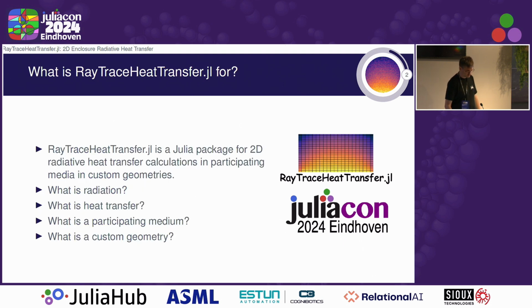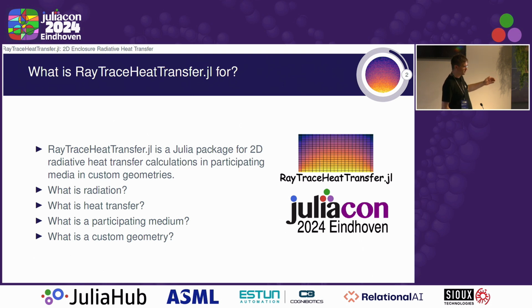Then what is RayTraceHeatTransfer.jl for? It is a Julia package for 2D radiative heat transfer calculations in participating media in custom geometries. And then I want to define what some of these terms mean, because it might not be obvious to everybody. What is radiation in this situation? It is electromagnetic waves, or you can also see it as photons, and that's mainly what I do in this package.